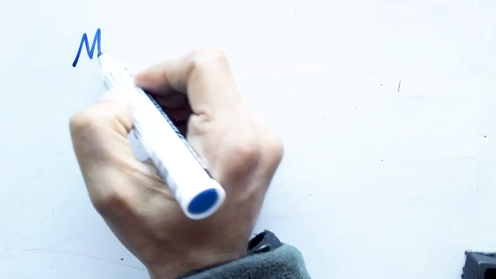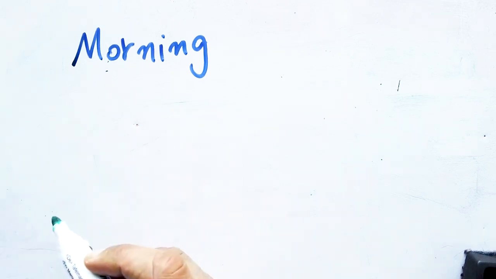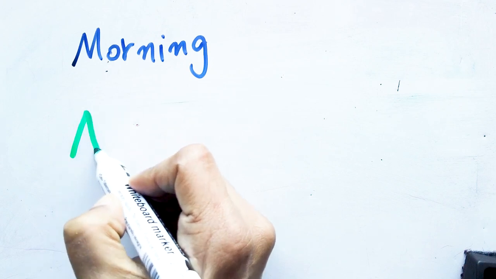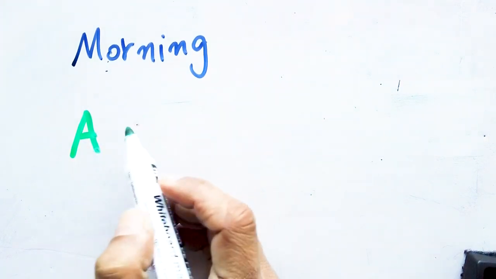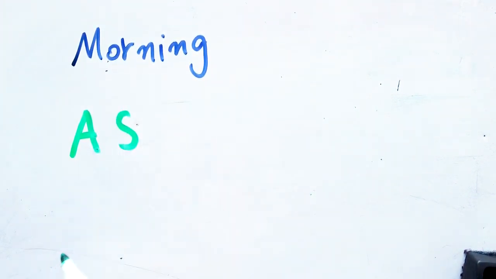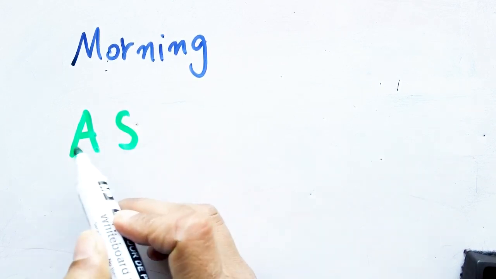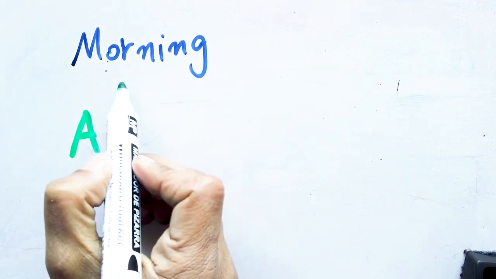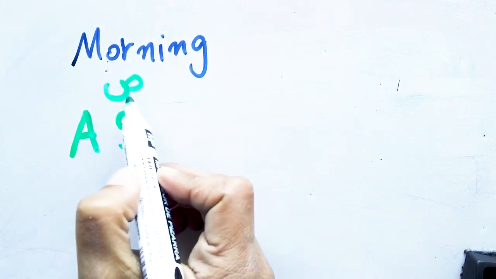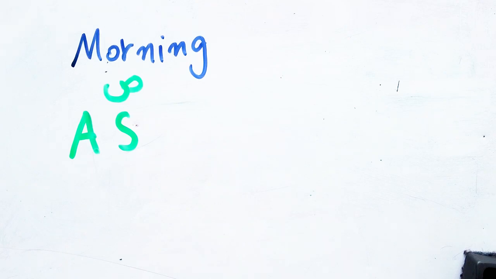Okay, let's check the first word. So morning. How can you say morning in Arabic? Actually, we say it as "the morning" as well. So the word is as-sabah. Pay attention, we have A, and then I say S. It doesn't sound like regular S. So we have here another letter in Arabic. It sounds stronger than S. So it is Sad.